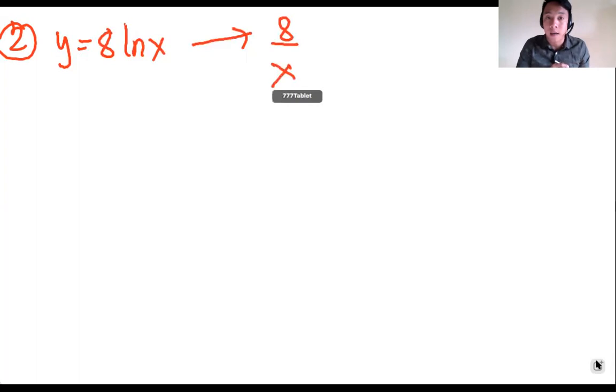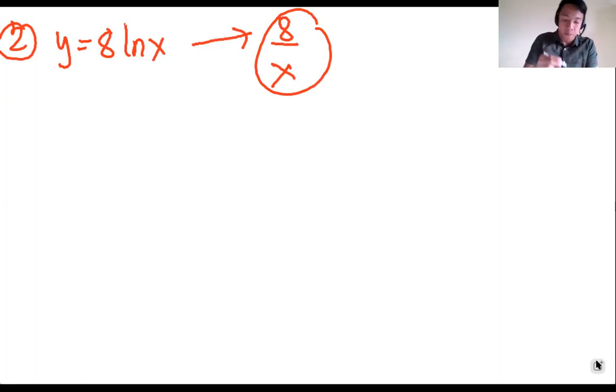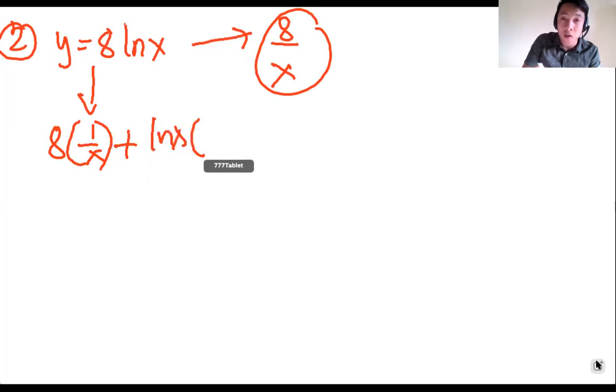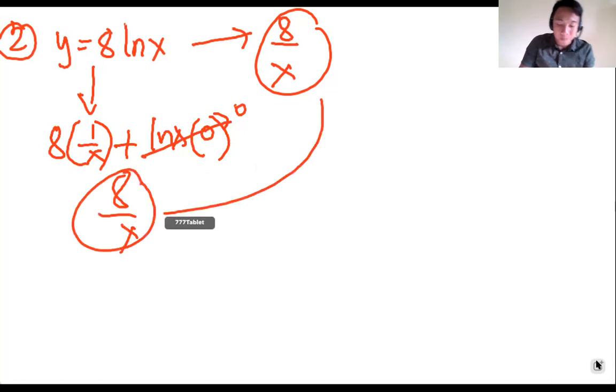As simple as that. But if you want to make it more concrete, you can use the multiplication rule. So we have here, my f is 8 multiplied by the derivative of ln x, which is 1 over x, plus ln x multiplied by the derivative of 8, which is 0. And this one will go to 0. And 8 times 1 over x is 8 over x. Same. So I just combined them.